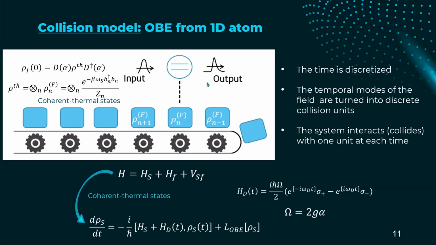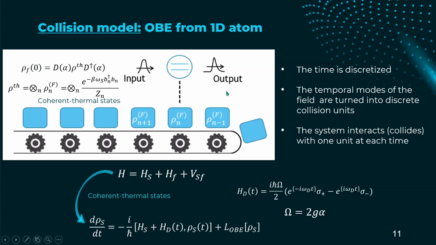So the state that is used is this coherent thermal state. And the thermal state is very special here because it's temporally uncorrelated. So you can define discrete temporal modes, and each temporal mode has this thermal state. But also this thermal state is displaced by a certain alpha.